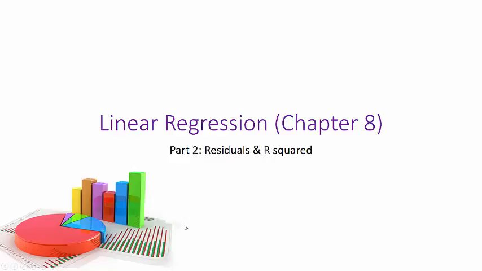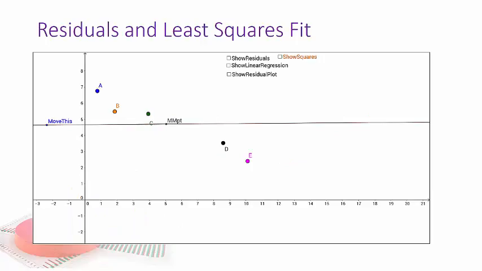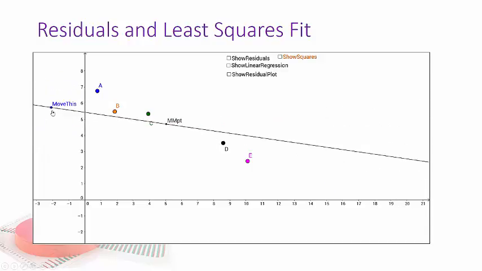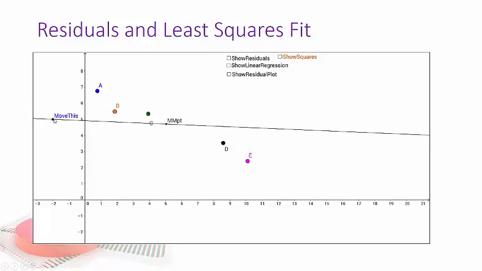Now we're going to look at residuals and R squared, and what does that mean? So first of all, what are residuals? Residuals are the difference between the actual y value for the data point and the predicted y value for the data point. So I created this line right here, and I'm going to try to use it to do a best fit through these points.